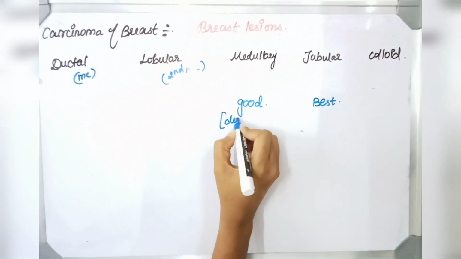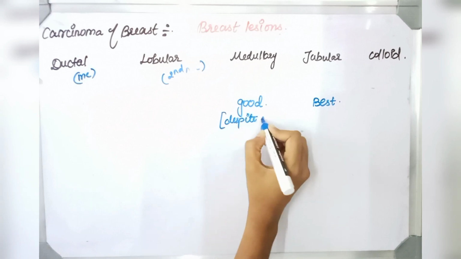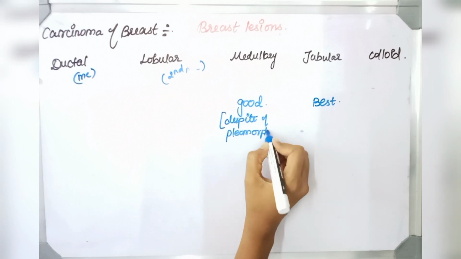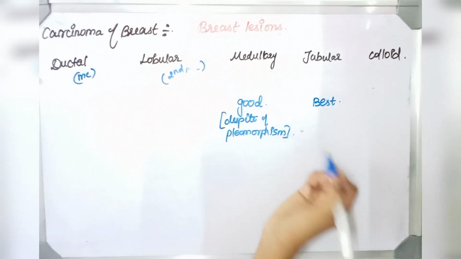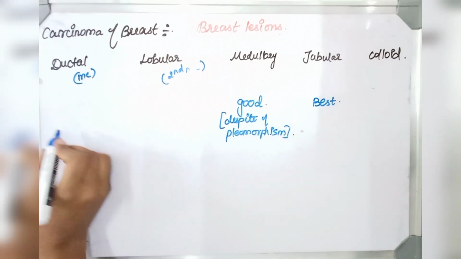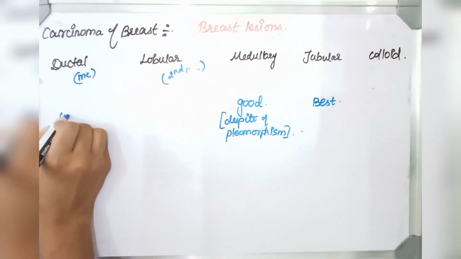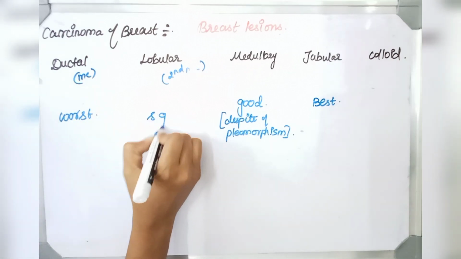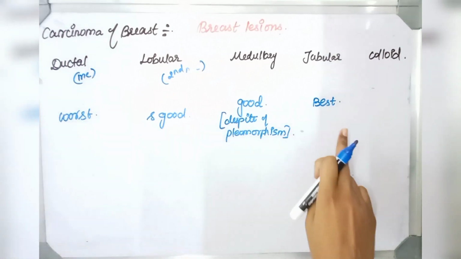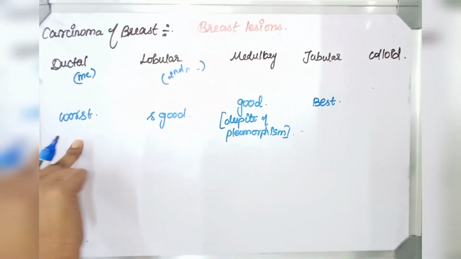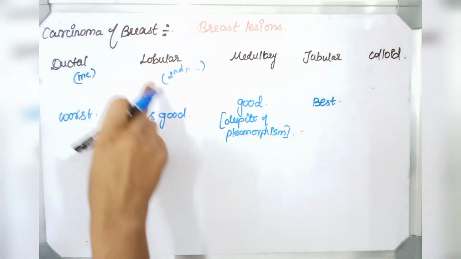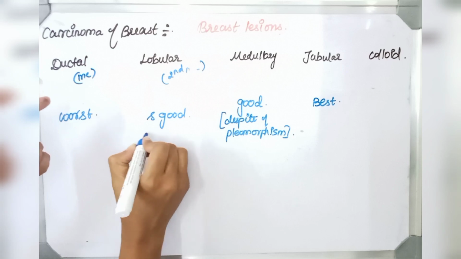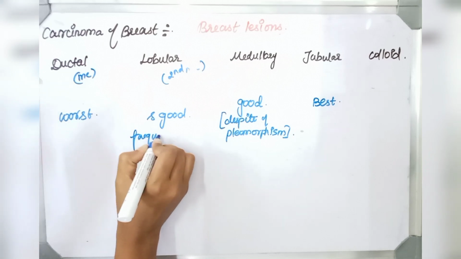Despite pleomorphism, it shows a good prognosis, and the worst prognosis goes to the ductal one. Lobular has a slightly good prognosis. So this is the best one, good one, slightly good, and this is the worst prognosis. The lobular carcinoma occurs bilaterally; frequently it occurs bilaterally.